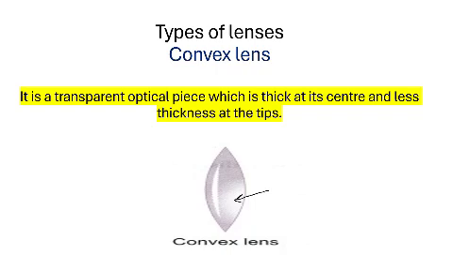The convex lens is thick here, and here it's thin. Thin at the two tabs. These are called the two tabs of the lens. Okay, so the first type of lenses is the convex lens, at which we can find a thick part at the middle and a thin part at the two tabs.